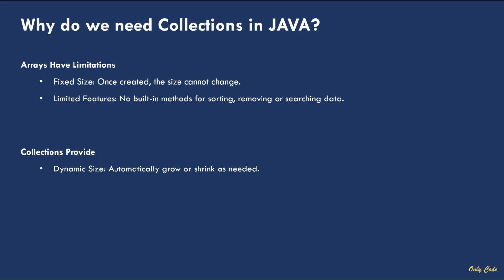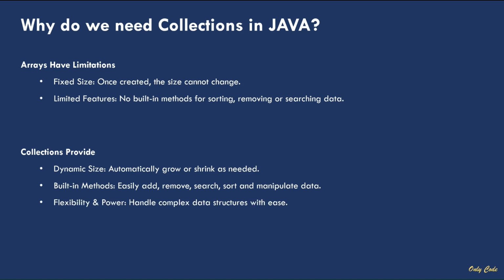They offer dynamic size. Collections can grow or shrink as needed, meaning you don't have to worry about running out of space. Built-in methods. Collections come with methods that make it easy to add, remove, search, sort, and manipulate the data in various ways. Flexibility and power. Collections allow us to handle complex data structures like lists, sets, maps, and queues without writing custom code for every operation. In short, collections give us more control over data with much more convenience than working with arrays.